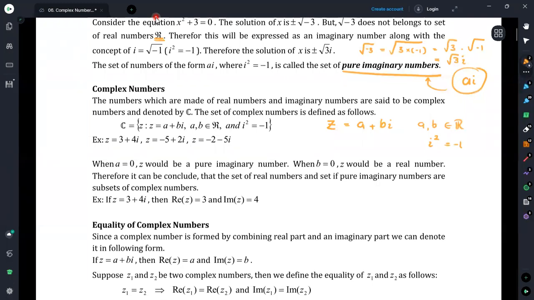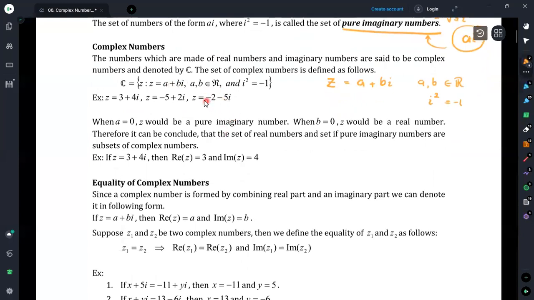In this example, we can see minus 2 minus 5I. Here also you can see minus 2 is a real number as well as minus 5 is a real number. Then I is the imaginary part that we are considering. And when we consider the values of A and B, according to getting the value of A and B as 0, then we can easily define whether it is a complex number, a real number, or a pure imaginary number.